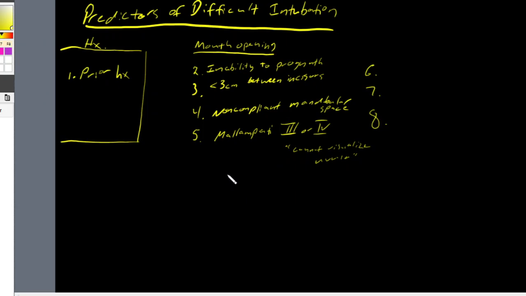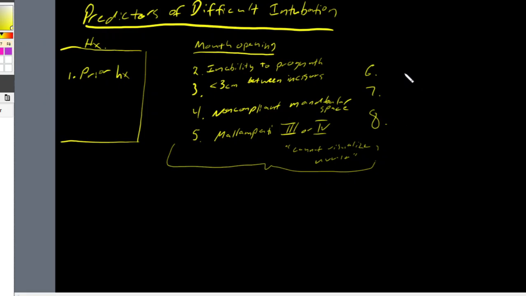I know that there are other components of the Mallampati scoring system, but an easy way to break it down is if you see the full uvula, that's Mallampati 1. If you see partial uvula, that's Mallampati 2. If you don't see the uvula, that is a 3 or a 4, and then you look to see if you can see the soft palate to delineate 3 or 4. But not being able to visualize the uvula is a Mallampati 3 or a 4. So that's our mouth opening category.